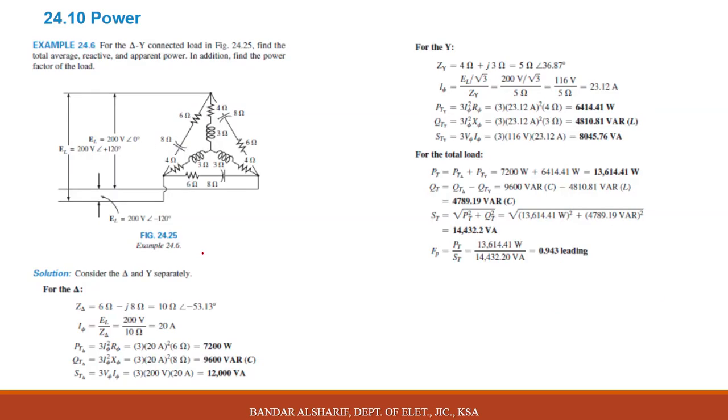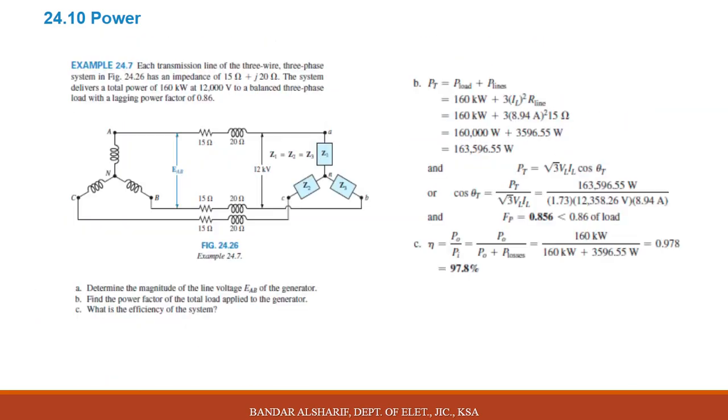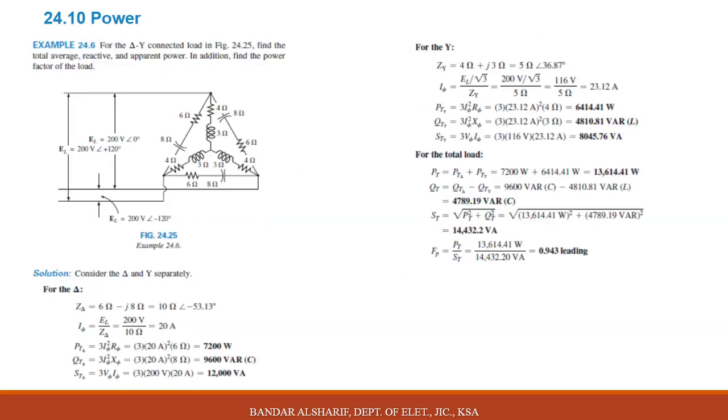We have here 2 more examples, and then we end this chapter. Please concentrate on this example. For the delta Y connected load in figure 24.25, find the total average, reactive and apparent power. In addition, find the power factor for the load.